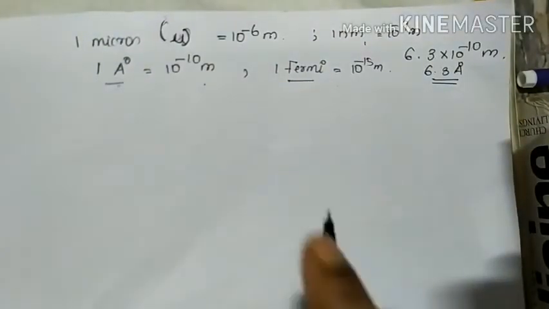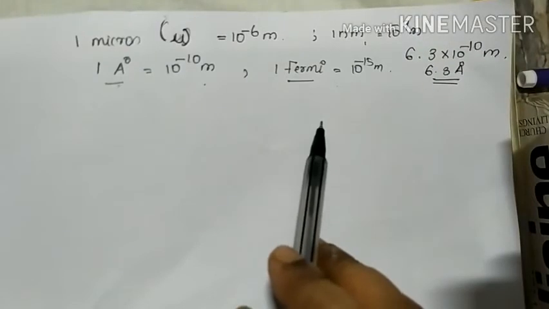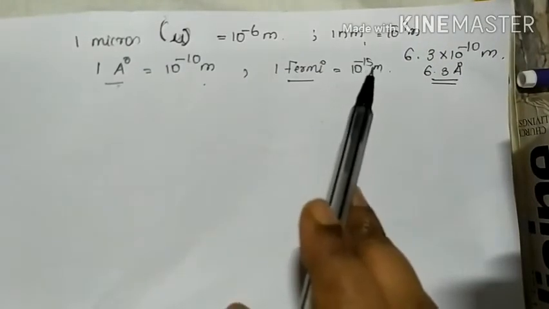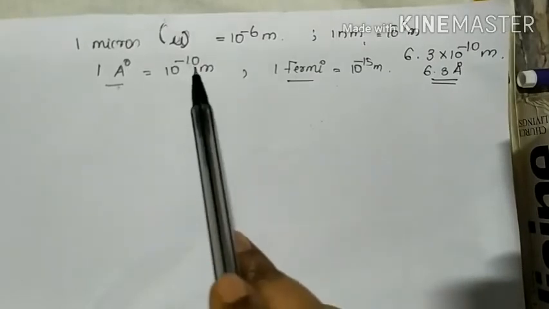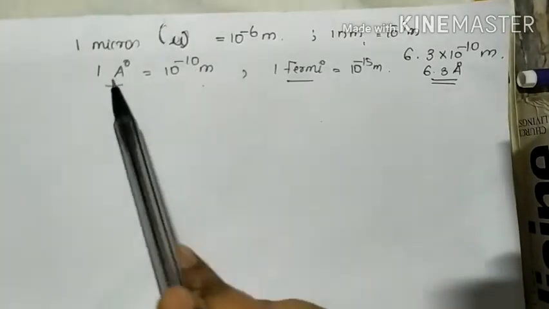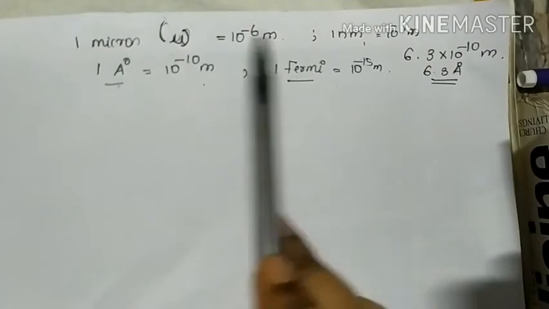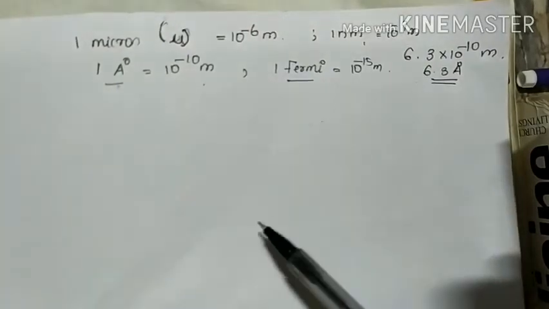Just like the light year, I told you 1 Angstrom unit, etc. Similarly, for small distances, there is a value in power of 10. We have some units: Angstrom, Fermi, nanometer, micron, and there are a lot of other terms.